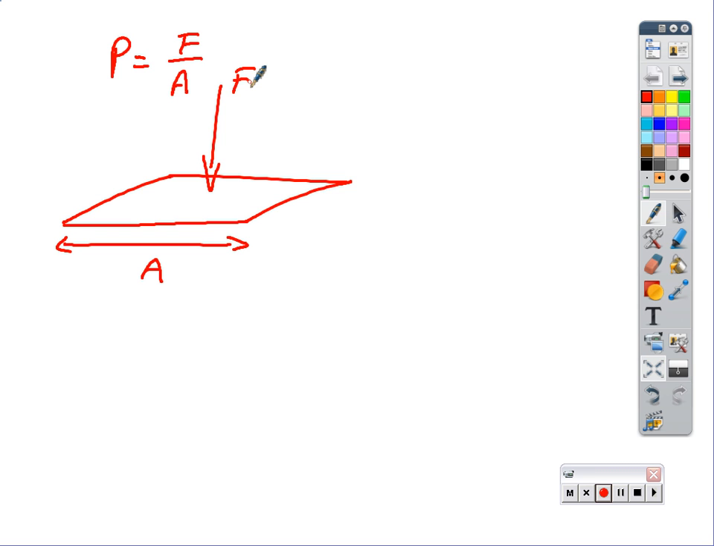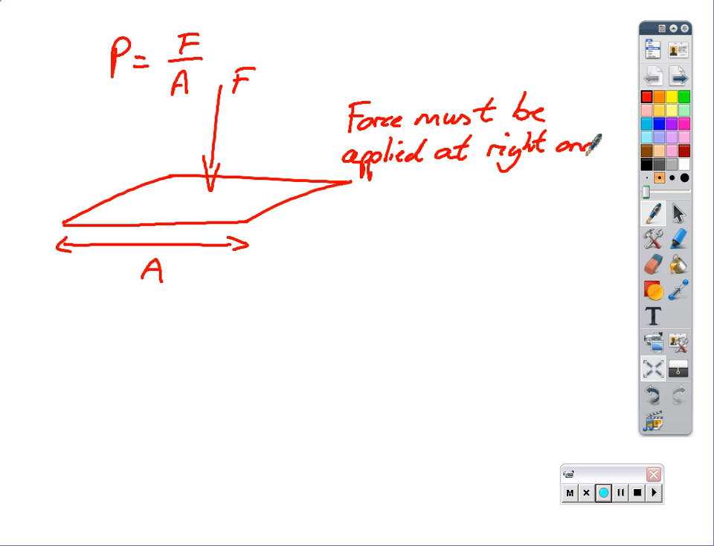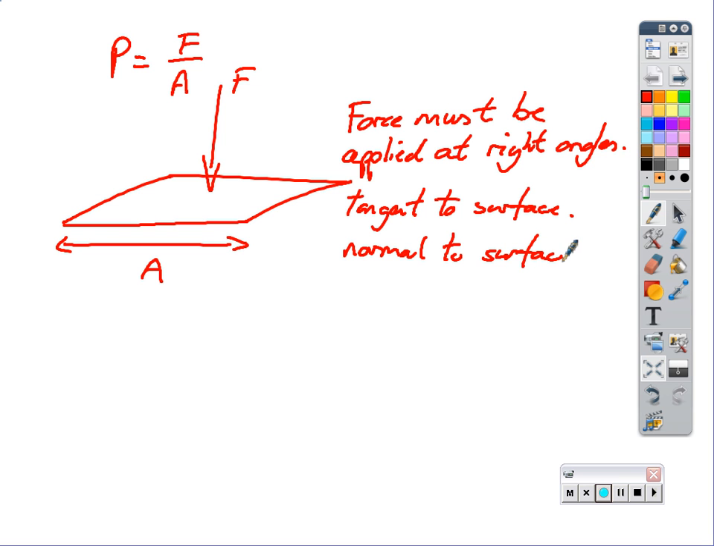Now, what we have to be careful of is what direction the force is applied. So the force must be applied at right angles for the formula to work. Now we can write that in a few different ways. We can say that this is tangent to the surface. We can also write normal to the surface. All these things: right angles, at a tangent, at a normal to the surface.